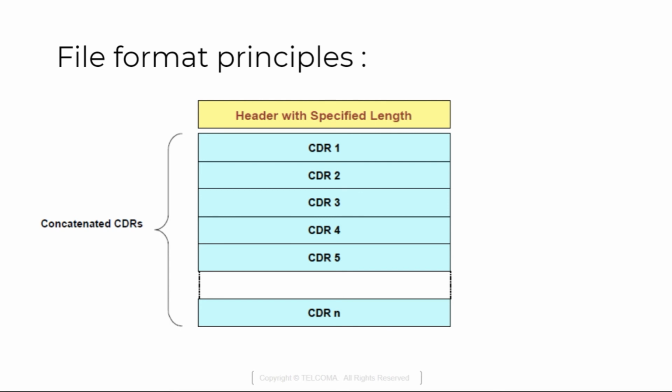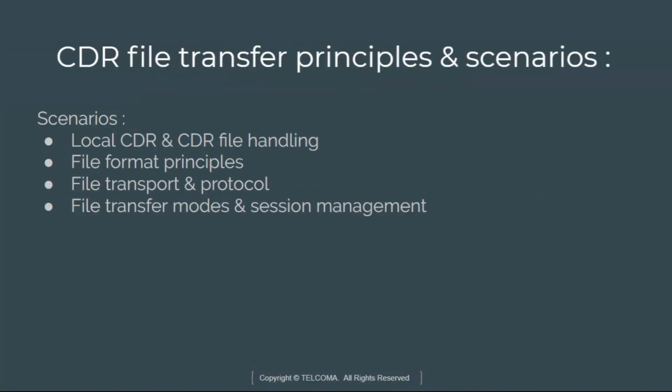Next, we have file format principles. The CDR files may contain a variable length header section followed by a variable size CDR data section. The CDR data section contains zero or more concatenated CDRs. Each CDR in a file includes a header. The header includes the CDR length, data record format, release version, and its encoding scheme. So this is the file format and the CDR that we have discussed. Thank you.